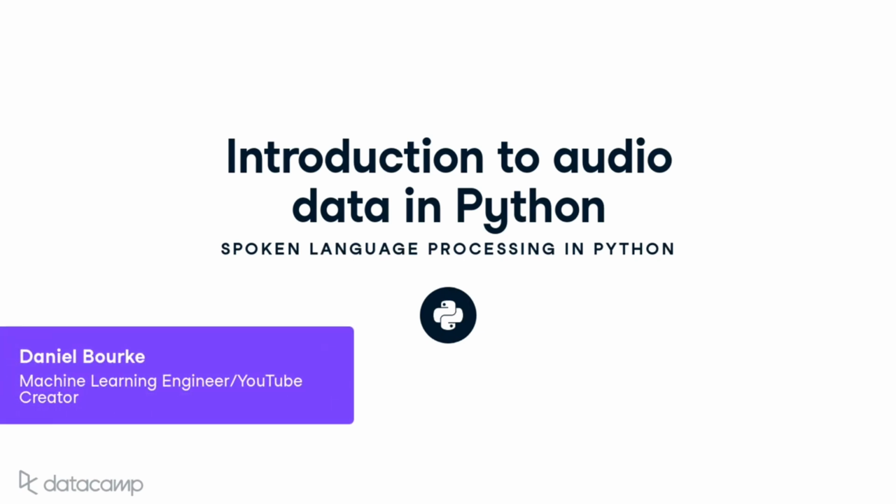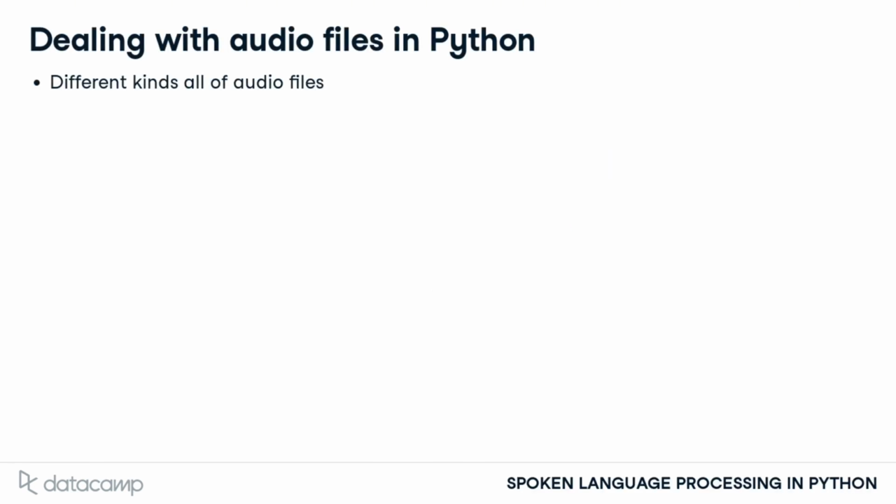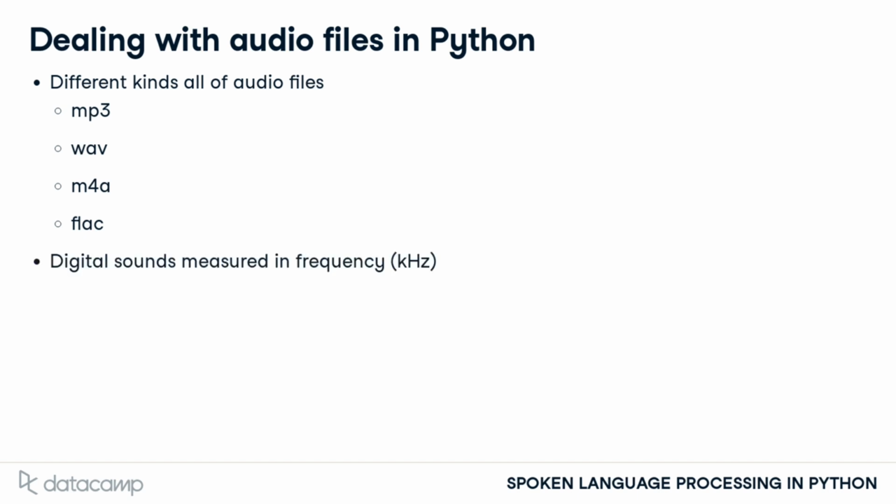To get started, we're first going to see how speech and audio processing is different to other kinds of data processing. Much like other data types, audio files come in many different formats, such as MP3, WAV, M4A, and FLAC. But each of these formats has a standard measure of frequency. Frequency is measured in kilohertz, but is also referred to as kHz or sampling rate.